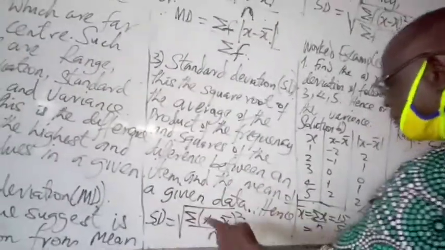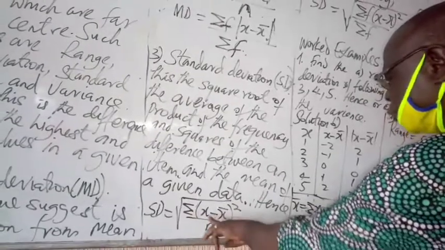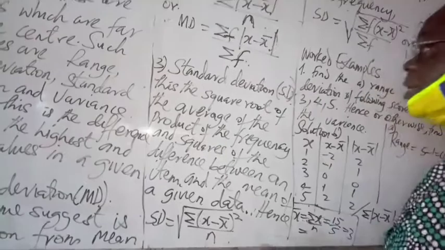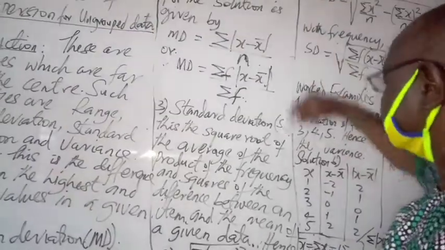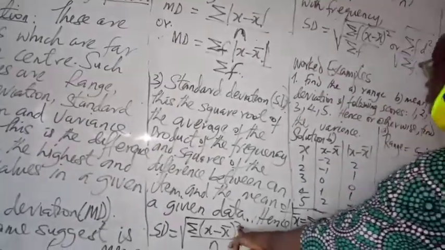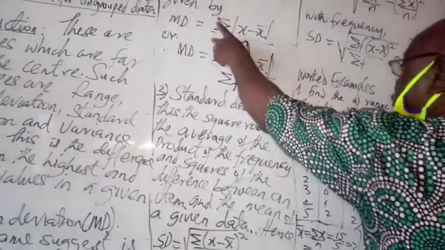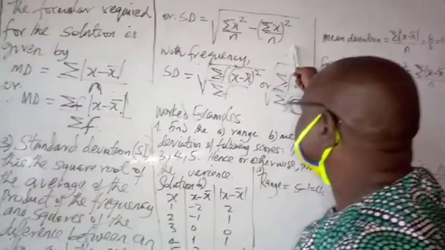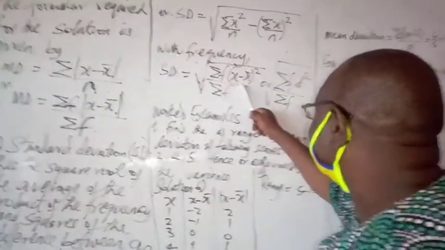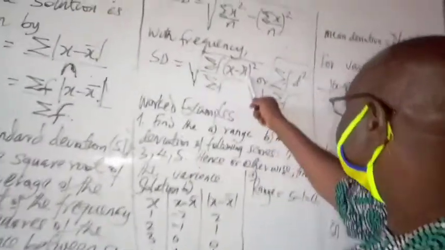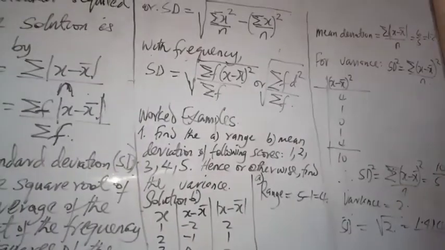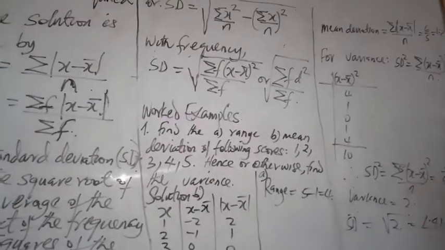The square root of the sum of the difference between the score and the mean, all squared, divided by n. It's quite different from mean deviation. You find that the difference between them is the square, which we have added here, and also the square root, which we shall see. So if you expand this, you are going to obtain this. And with frequency, you have this, where the difference is what we regard as d squared, which we shall see. Then let's look at an example.